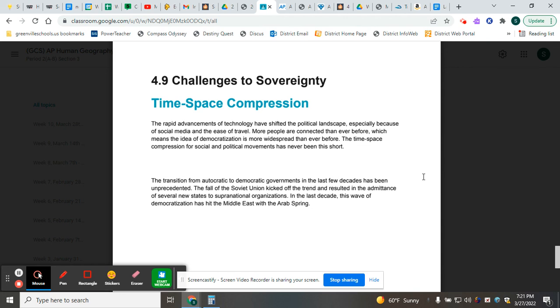More people are connected than ever before, which means the idea of democratization is more widespread than ever before. The time space compression for social and political movements has never been this short. The transition from autocratic to democratic governments in the last few decades has been unprecedented. The fall of the Soviet Union kicked off this trend in the early 90s and resulted in the admittance of several new states to supranational organizations.